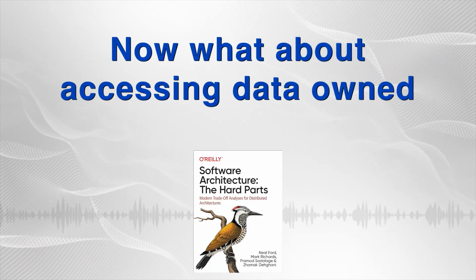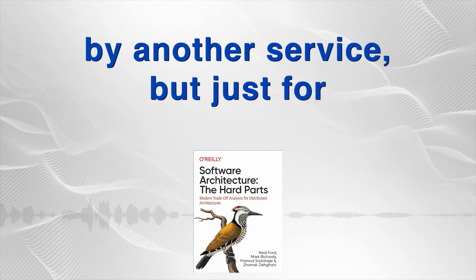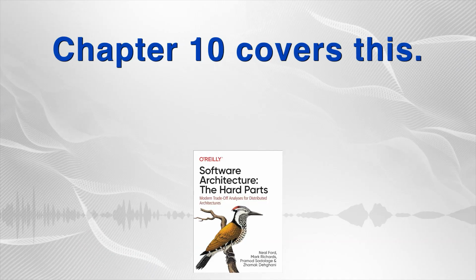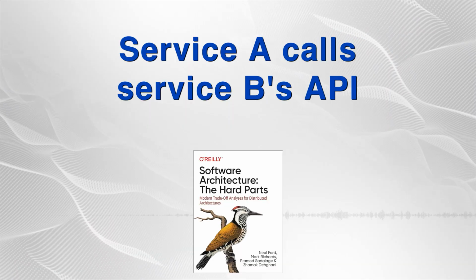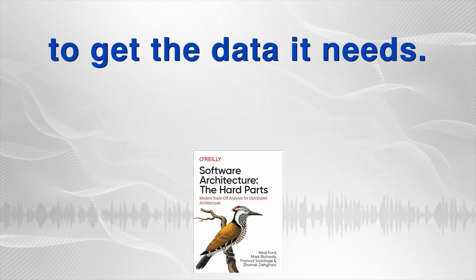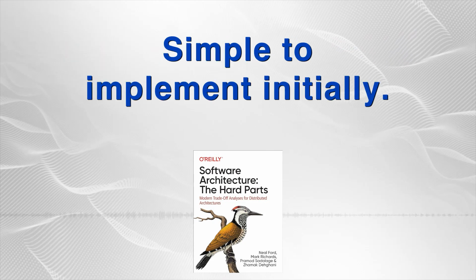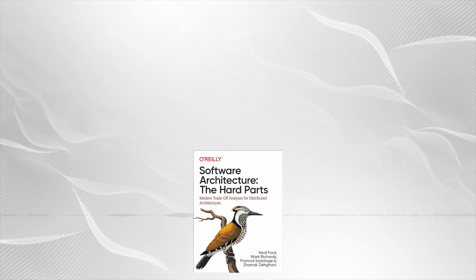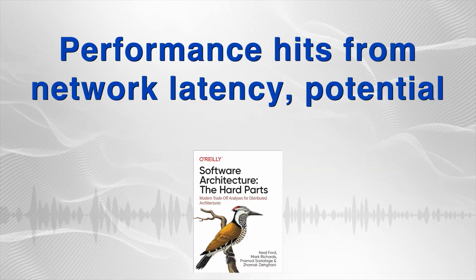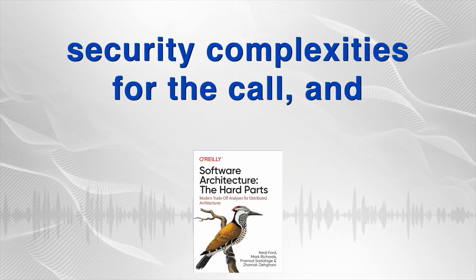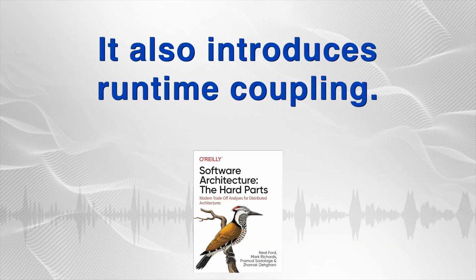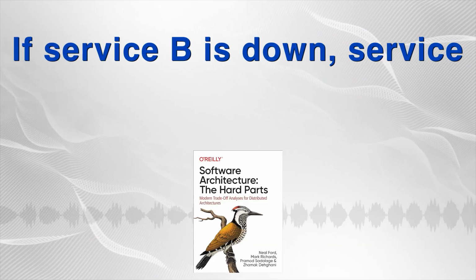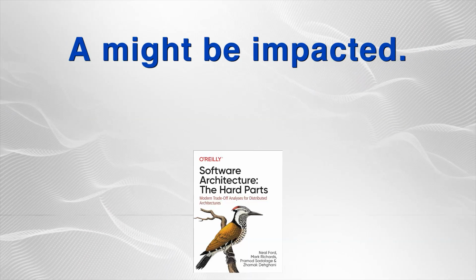Now, what about accessing data owned by another service but just for reading? Chapter 10 covers this. The simplest way is just direct inter-service communication. Service A calls Service B's API to get the data it needs. Simple to implement initially. But the downsides: performance hits from network latency, potential security complexities for the call, and data transformation overhead. It also introduces runtime coupling. If Service B is down, Service A might be impacted.